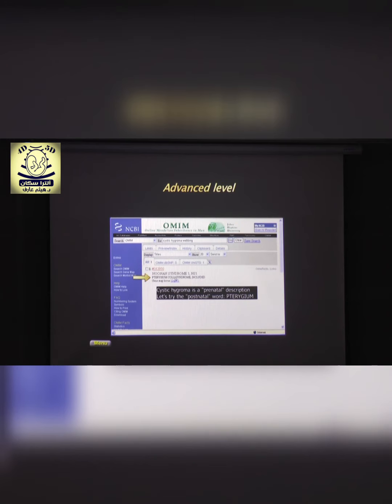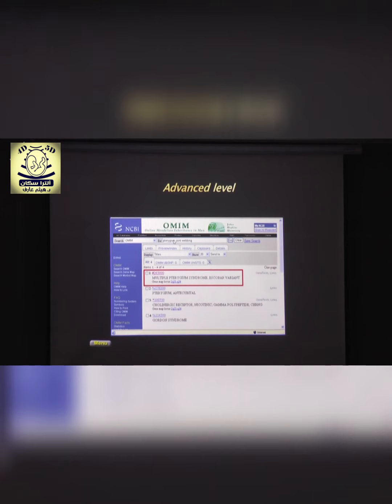Now, pterygium colli is the word that the pediatricians are using. We use cystic hygroma, but the pediatricians are using pterygium colli. So we use now pterygium and joint webbing, and now we get the multiple pterygium syndrome, the Escobar variant, which is what this baby had. You see again, searching for some keyword and trying more and more. Now I do not omit findings even if they appear impossible.